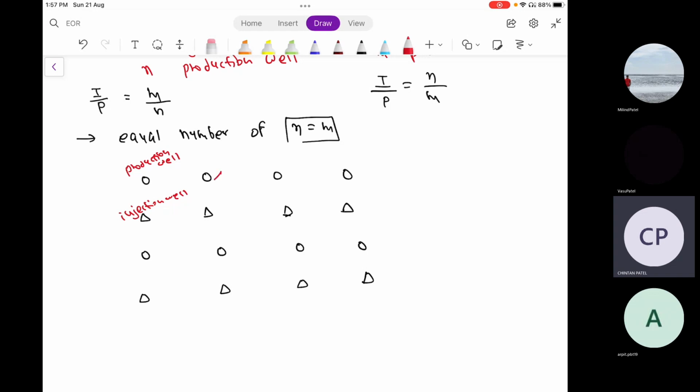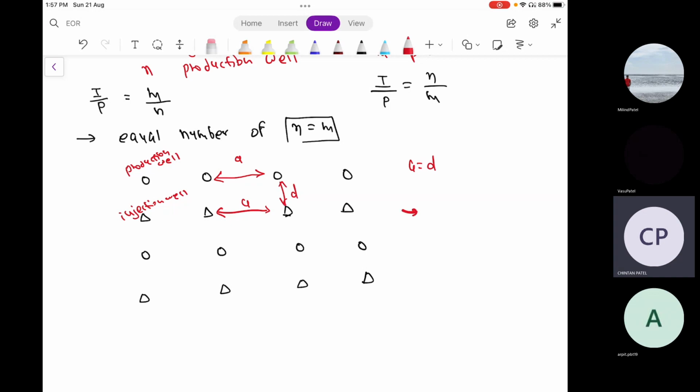So the distance between two consecutive same wells, that is, between two production wells and between two injection wells, both are the same. Let's say this distance is d, so it means a is equal to d. That means the distance between two dissimilar wells and between similar kinds of wells is the same. So this is the basic characteristic.